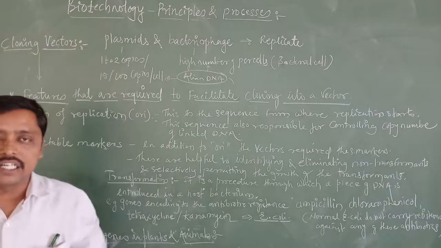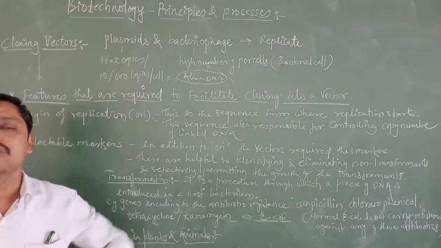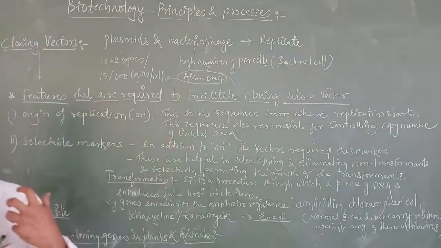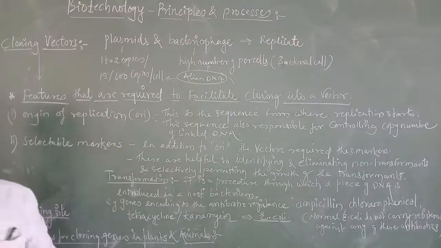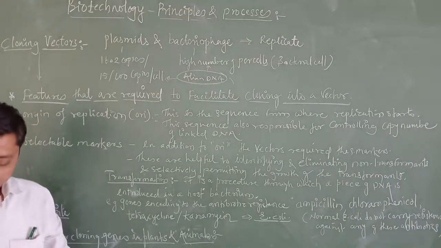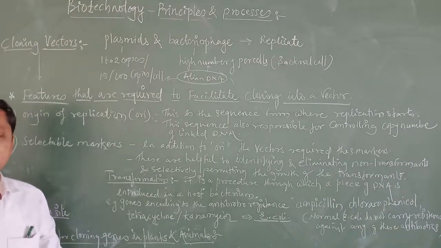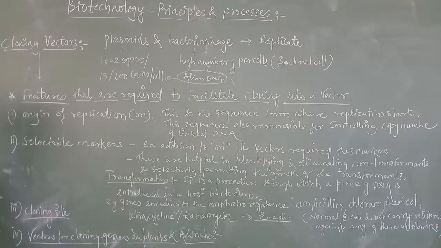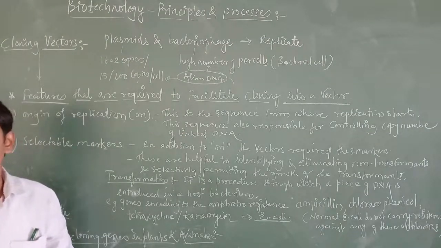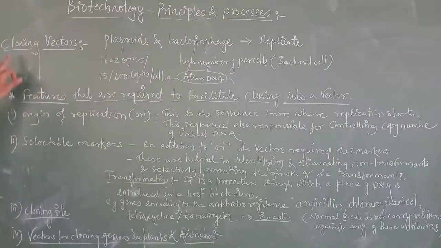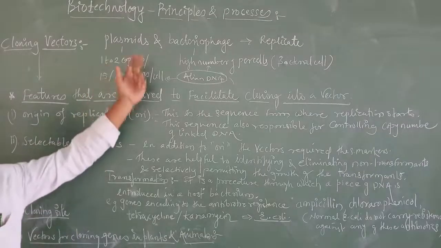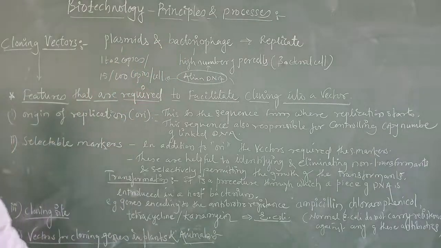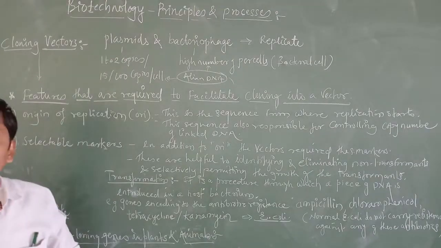Regarding that vector, today we are going to discuss the features of a vector, and based on which features we select the vector for transferring the alien DNA into what we call the host cell. So today we start with the cloning vectors. I think you know about the plasmid as well as the bacteriophage. These act as what we call cloning vectors.